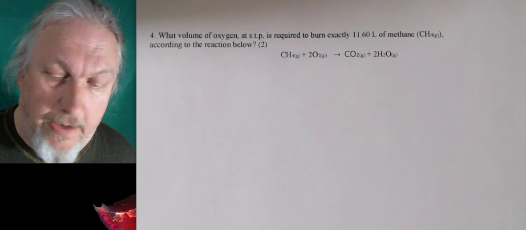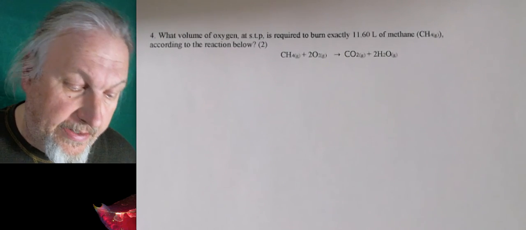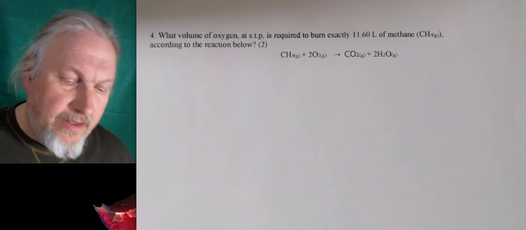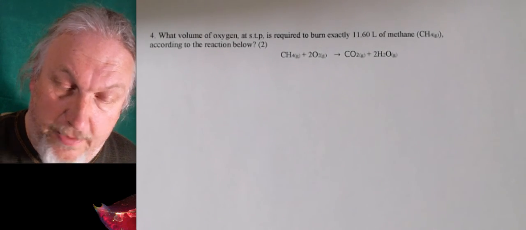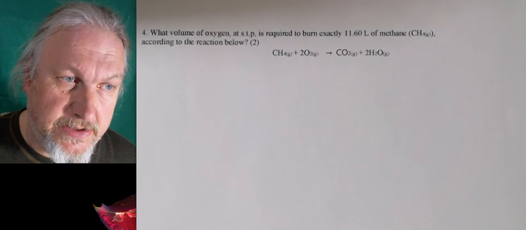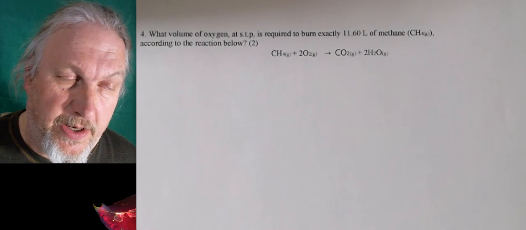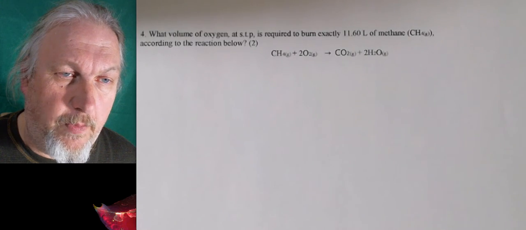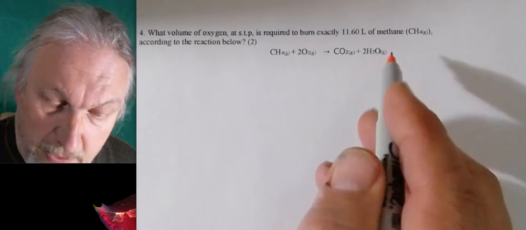All right, so we got number 3 down. Let's go ahead and start working on number 4. Again, this is a stoichiometry problem, but this makes it a little bit easier because we only have to worry about 22.4 liters per mole of gas. It asks us here, what volume of oxygen at standard temperature and pressure, which tells me I can use 22.4 liters, is required to burn exactly 11.6 liters of methane according to this reaction.